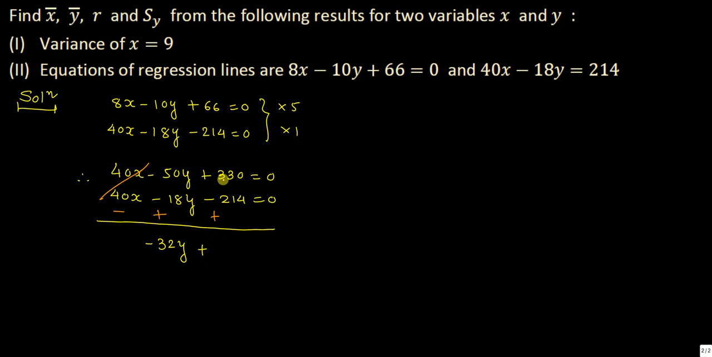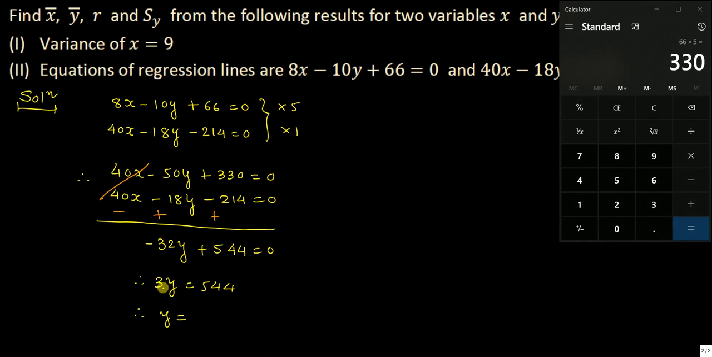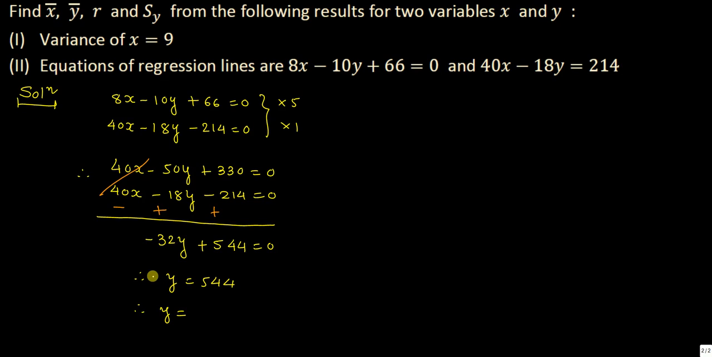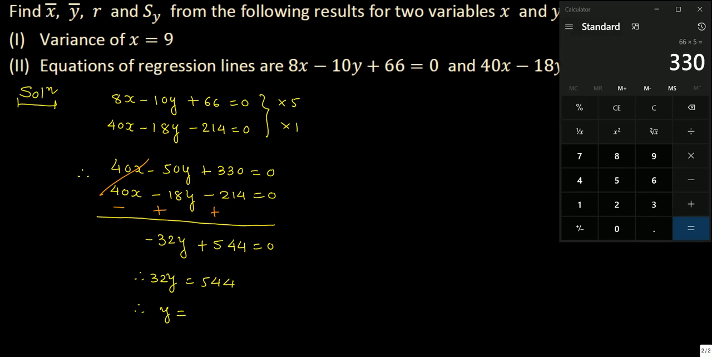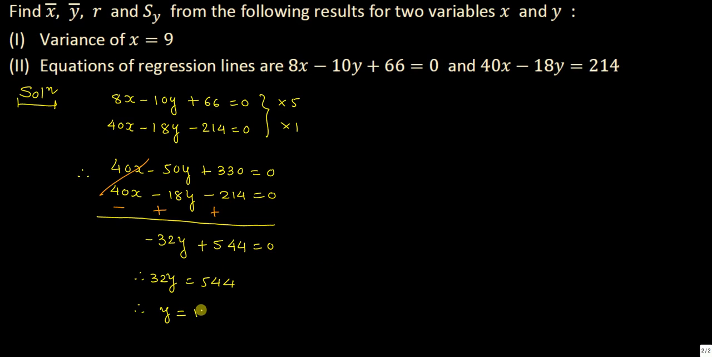Here minus minus plus, 330 plus 214, that is 544 equal to 0. Therefore 32y equal to 544. Therefore y equals 544 divided by 32, here 32 is given, which is 17. Y is equal to 17. Therefore y bar is equal to 17. We got our first answer, y bar equal to 17.